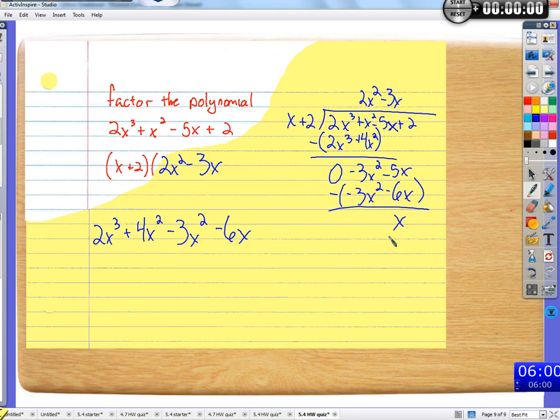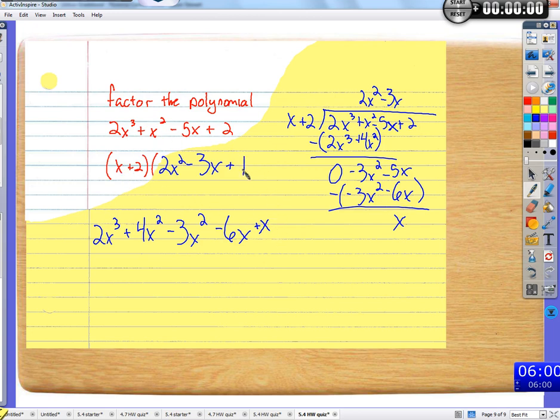So we need x more, right? The same thing right here. We're just reasoning, if we could add x back onto negative 6x, we could get back to negative 5x. How are we going to get that x? What are we going to put in here in order to get an x? Plus 1. 1 times x gives you x.